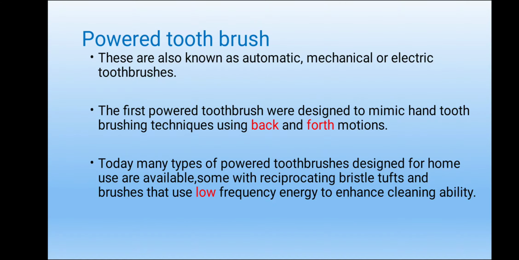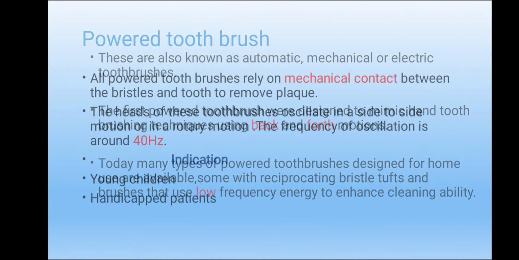Power toothbrush. They are also known as automatic, mechanical and electric toothbrushes. The first power toothbrush was designed to mimic the hand toothbrush technique, that is, using back and forth motion. Today, many types of power toothbrushes designed for home use are available. Some with reciprocating bristle tufts and brushes that use low frequency. This is something that you need to remember. Low frequency energy to enhance cleaning ability.